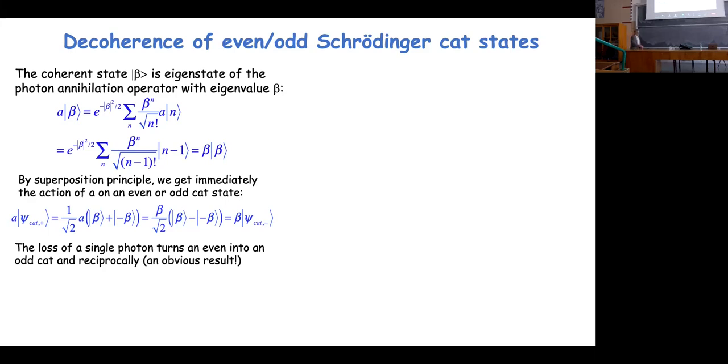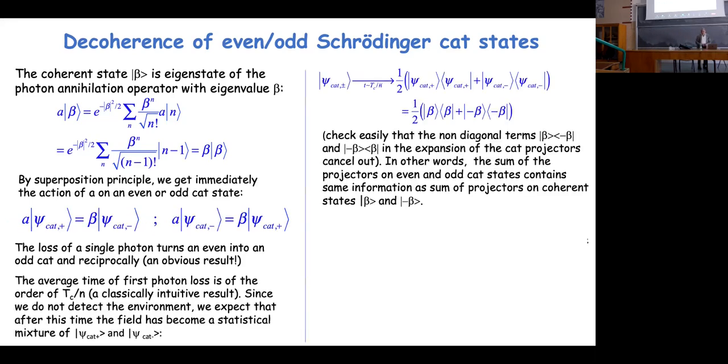So this will give you another view of decoherence, another interpretation of decoherence. Suppose that you have an even cat. And at some point, you will lose a photon. And the first photon will be lost at a rate which is inversely proportional to the photon number. If you have a huge photon number, it will take a very short time to lose the first photon. But as soon as you have lost the first photon, the cat will jump from even to odd. And since you don't know when it happens, it means that after a very short time, you have a mixture of even and odd cats.